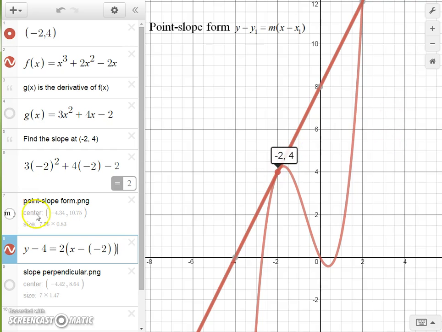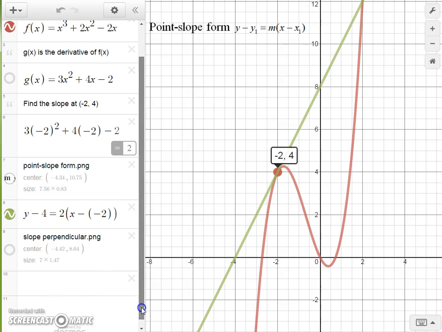And there you go. Let me change the color. The green line that we have over here is your tangent line to the point -2, 4 on this curve. Tangent means a line that touches the curve at only one specific point. Alright, so that's the tangent line.